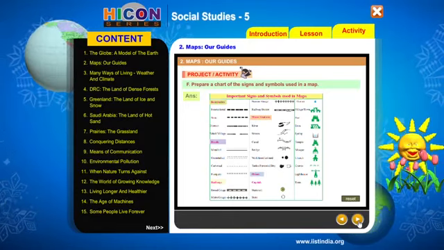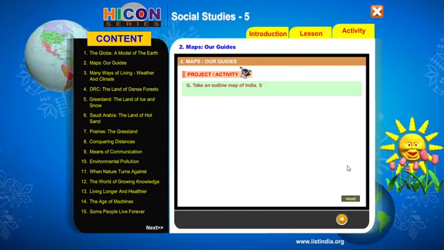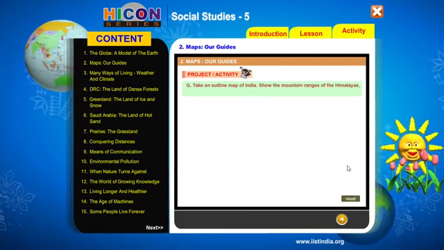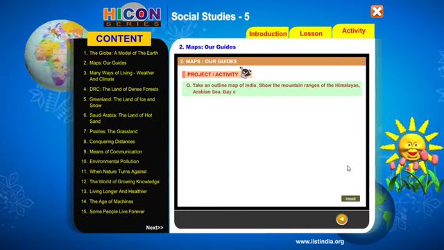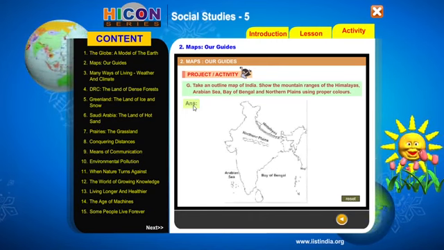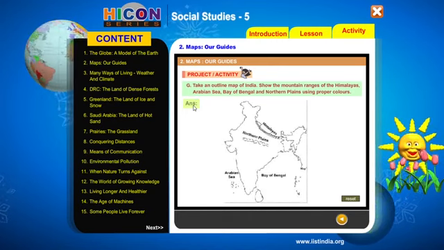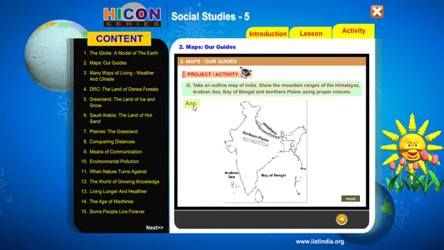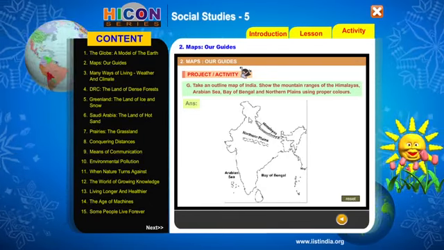Fine. Now we'll go on to the next one. Take an outline map of India. Show the mountain ranges of the Himalayas, Arabian Sea, Bay of Bengal, and the northern plains using proper colors. Right? So on an outline map of India, we need to show the Himalayas, Arabian Sea, Bay of Bengal, and the northern plains. We know the northern plains come in this region. Just to the south of it, we have the northern plains.